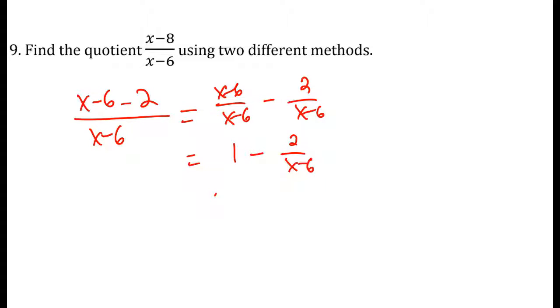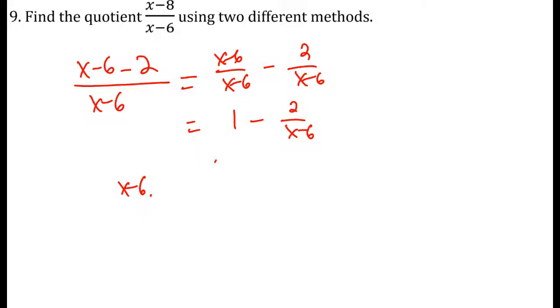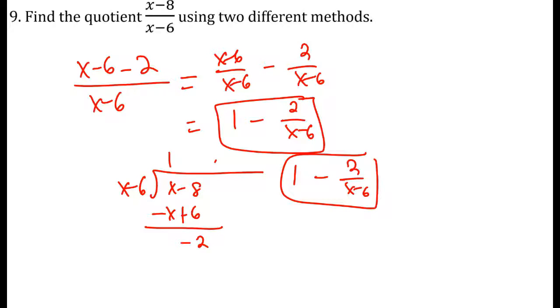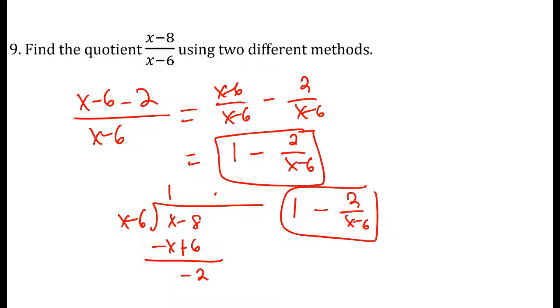You could also do this by long division, with a short long division, so I'll do it. 1 times x gives me x, subtract, and I get a remainder of negative 2. So my answer is 1 minus 2 over x minus 6. Inspection, I think, is a little bit easier, but if you like long division, feel free to do it. It becomes a problem if there starts becoming larger powers and you need to use placeholders.